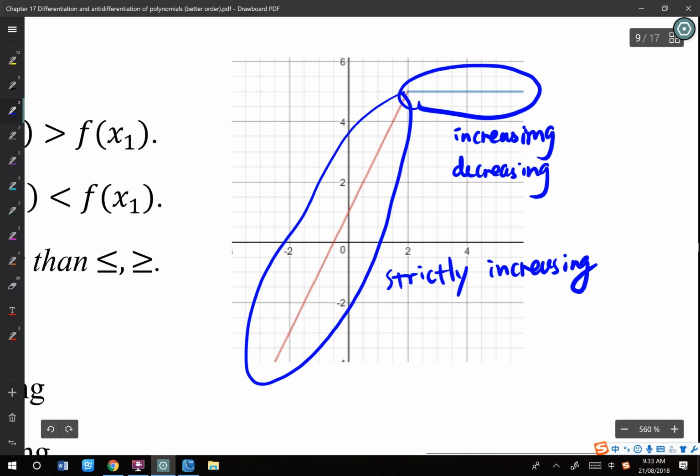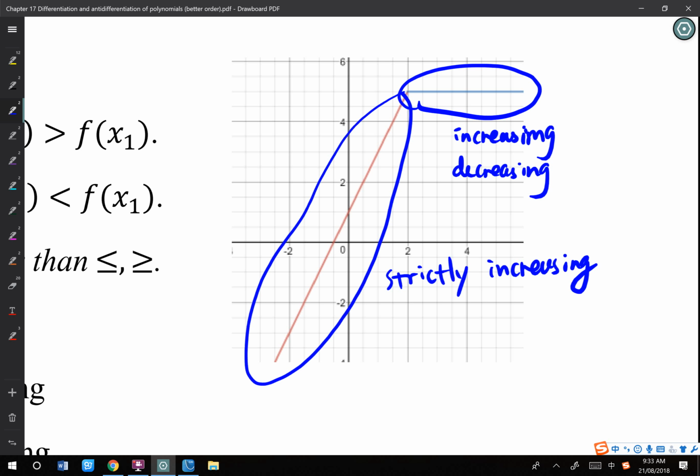Strictly increasing can be increasing, but increasing cannot be strictly increasing. But what about the straight line? That can be increasing or decreasing, but it's not strictly increasing, because strictly increasing means when your x changes, your y must change. For the horizontal part, your y doesn't change. So you can call it either increasing or decreasing, but you can't say strictly.